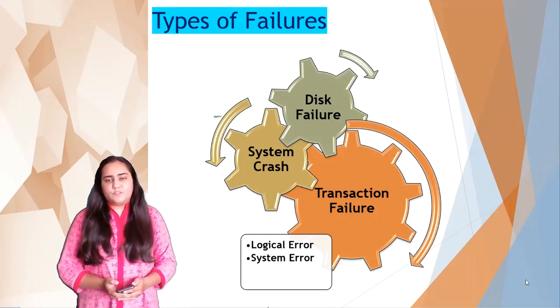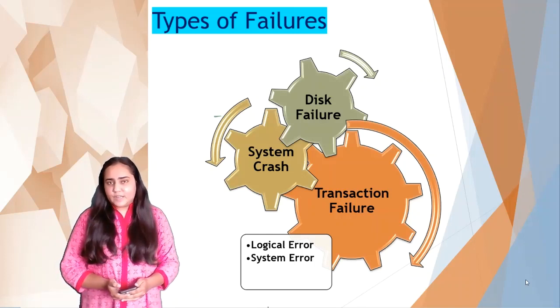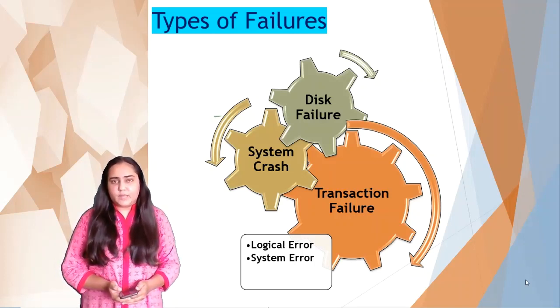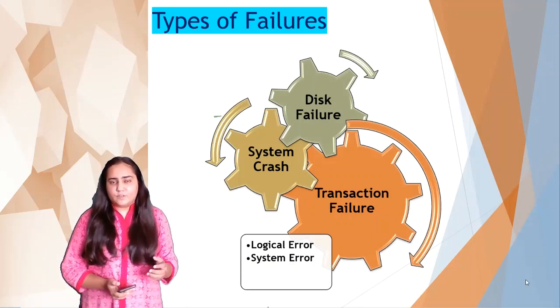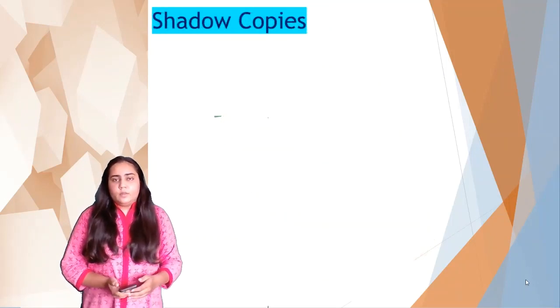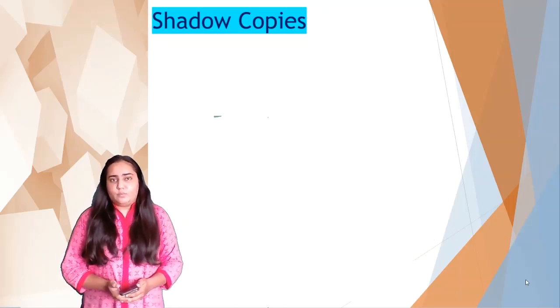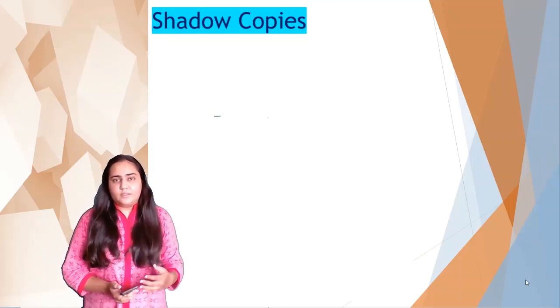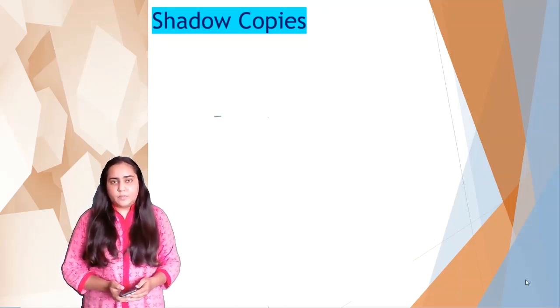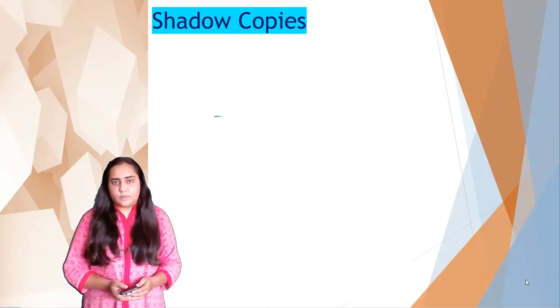So these are the types of failures, and failures in a database system always occur, and you need to be prepared to handle these failures. Most database systems have to be prepared to handle failures that can occur in the system. One such method that can be employed to handle failures in a database system is known as shadow copying.